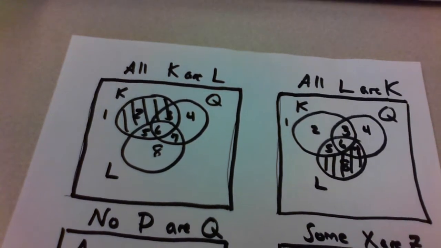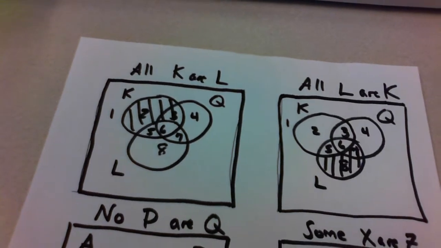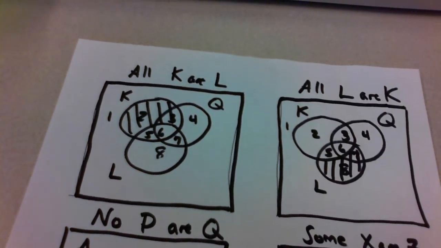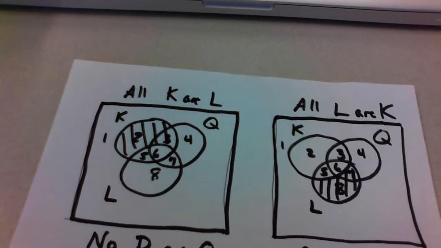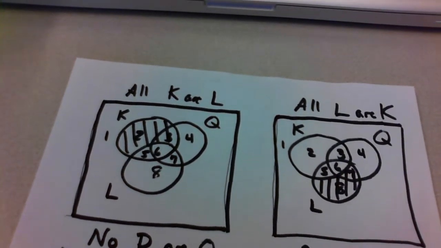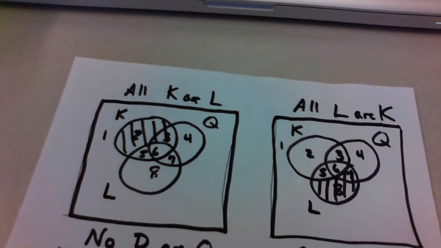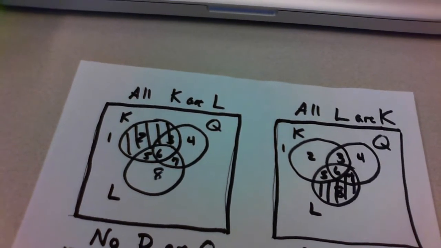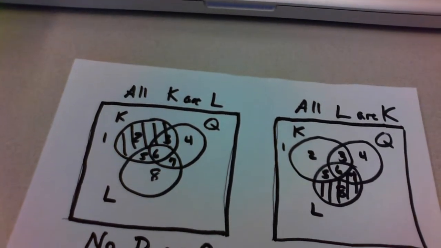If you look to the left at the top here, we have all K are L, and I have shaded out areas 2 and 3. Shading means you don't have anything in that area or of that type, as I've said at various points. And what we don't have, if all K are L, is something in 2 or 3. The K's are pushed into the L area because all of them are L's.